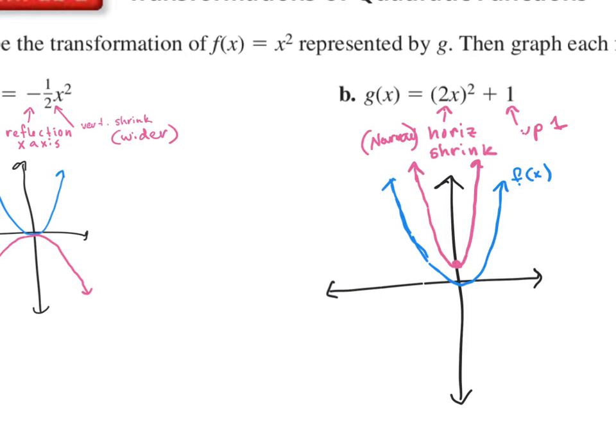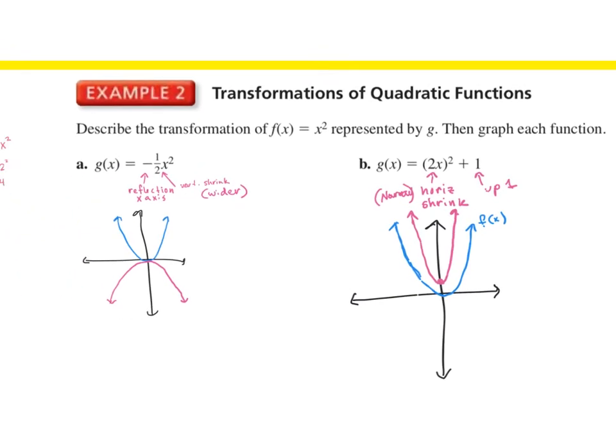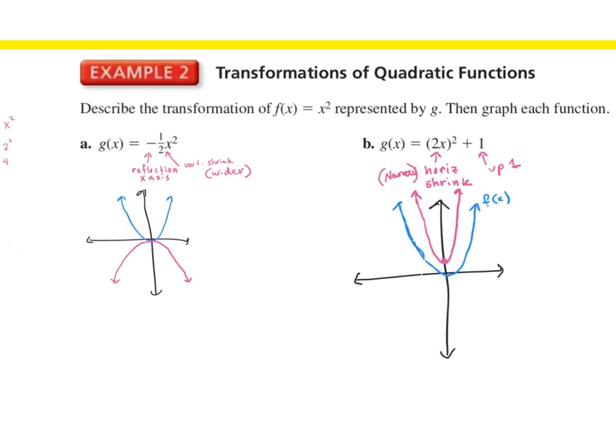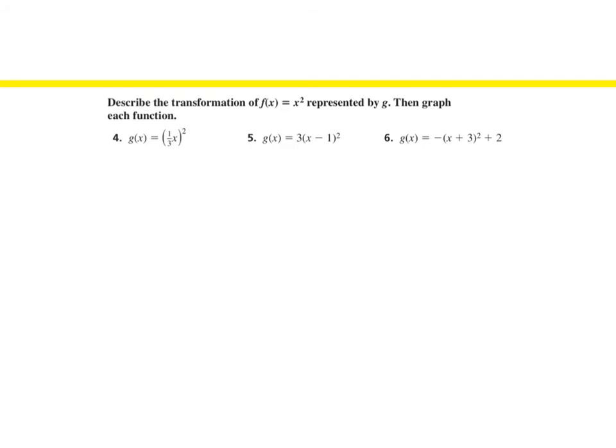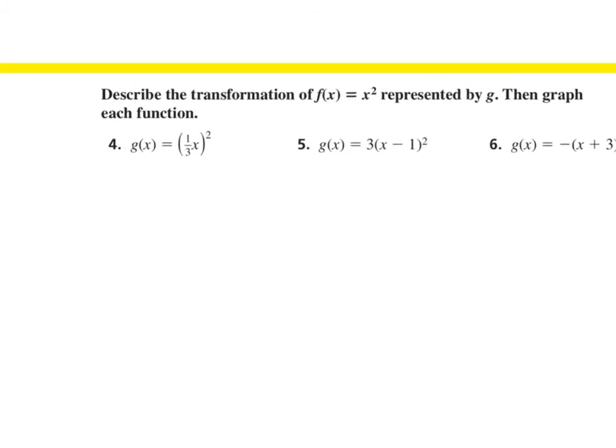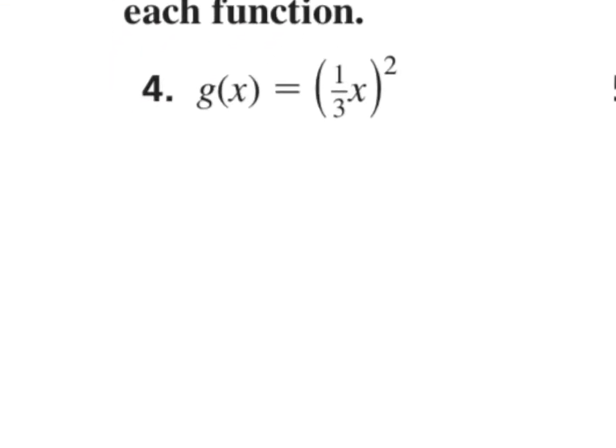Okay, any questions here? All right, next page, we have 3 more examples, then we're done for today. So what does this 1/3 inside our parentheses tell us? It's a horizontal shrink. It's a horizontal stretch, because remember, it's the opposite of what we think when it's horizontal, so a horizontal stretch.